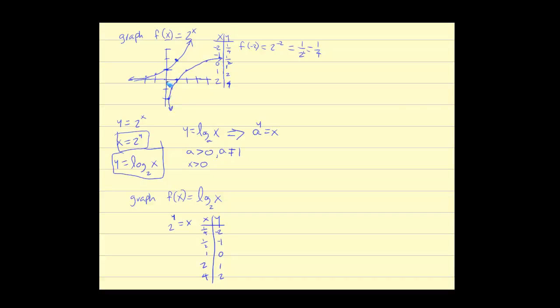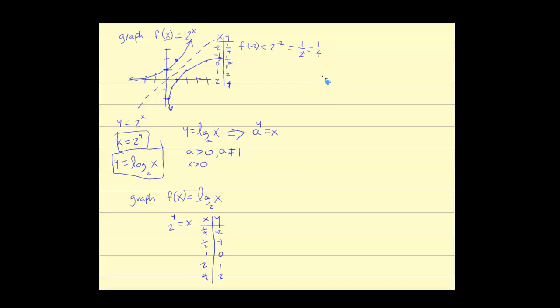And remember that the graphs of inverse functions will be reflections of each other through the line y equals x, just like we see here. We note that the x-axis is an asymptote for the graph f of x equals 2 to the x. And since they're inverses, it seems that the y-axis should be an asymptote for the graph y equals log base 2 of x.